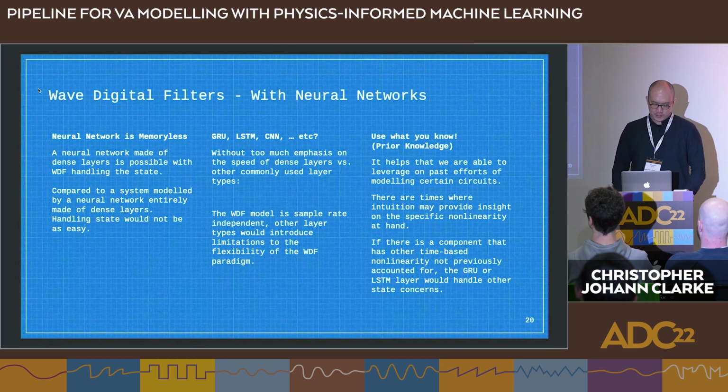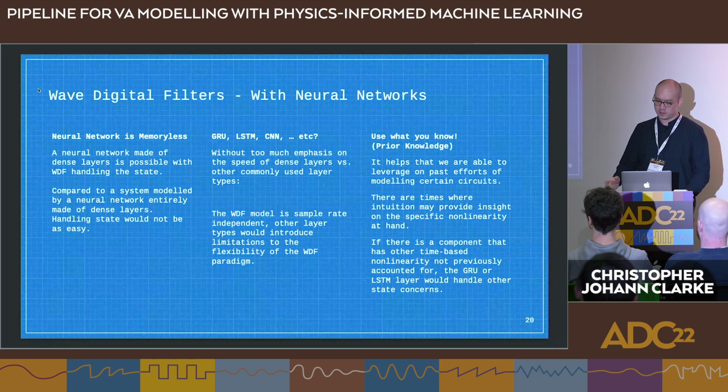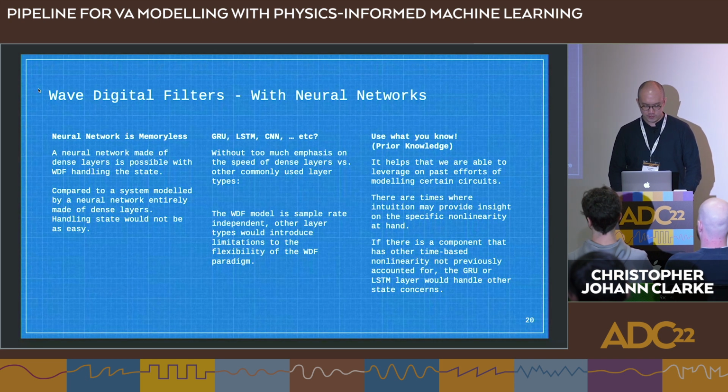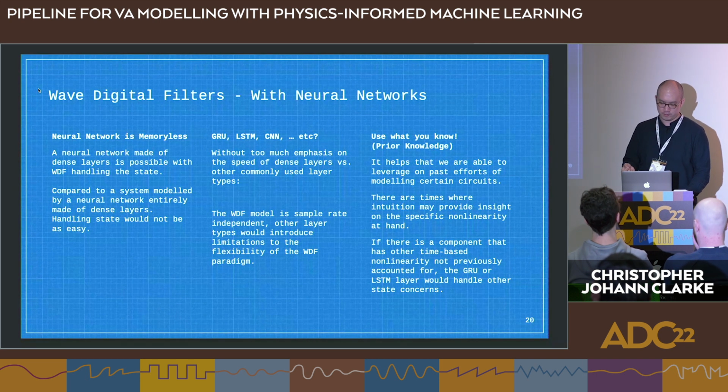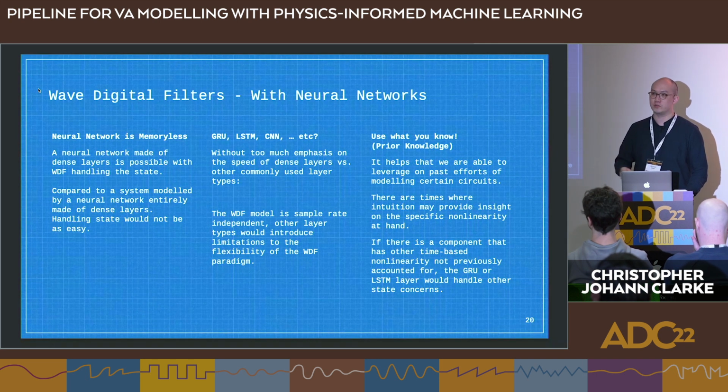Some added points I want to speak about. In this case, we are focusing on speed as well as accuracy, and the first instinct was to utilize dense layered neural networks. Contrary to this, if you did not have a WDF model to handle the state of the system, you would use the dense layered neural network to model the entire system. Handling state would not be as trivial as just allowing the model to train for it.